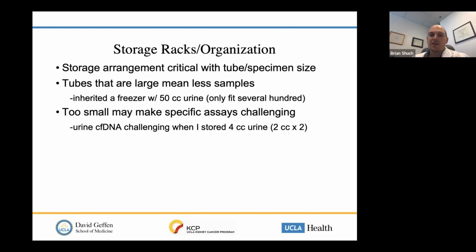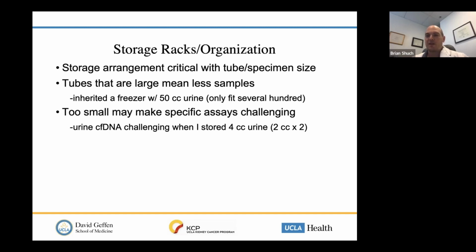ways to track things. And obviously tubes that are large means less samples. So when I came here, Alan Pantuk had done this trial with pomegranate. He got money from Palm Wonderful and was giving men with prostate cancer pomegranate juice. Clearly it didn't do anything other than make them get cavities from the sweet juice. But he had all this urine, and all the urine was collected in 50 cc's. So I have a whole freezer, half of it filled with maybe only 200 specimens. It's kind of crappy.